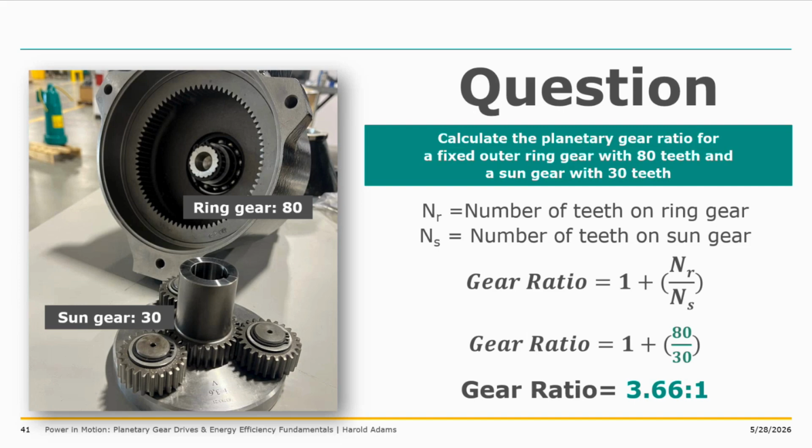Moving along. 1 plus 80 divided by 30 yields a gear ratio of 3.66 to 1. So the output gear revolves once for every 3.6 turns of the input gear.